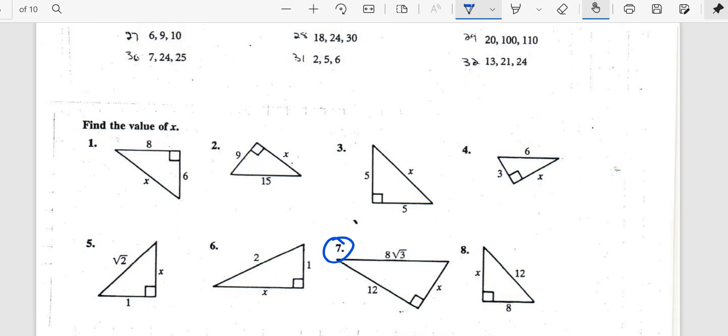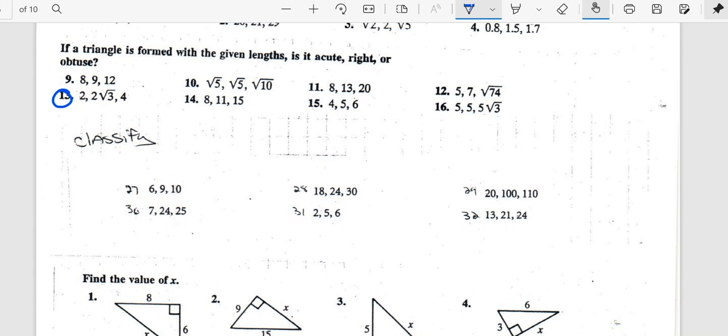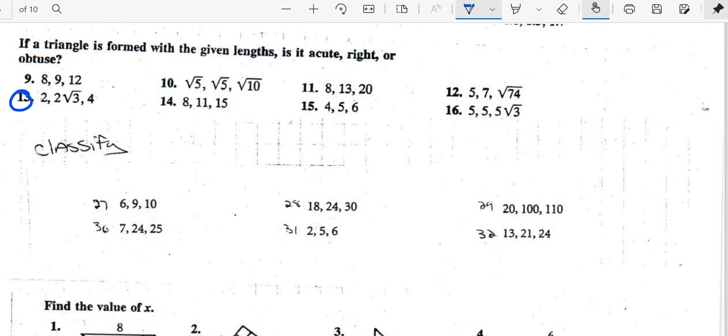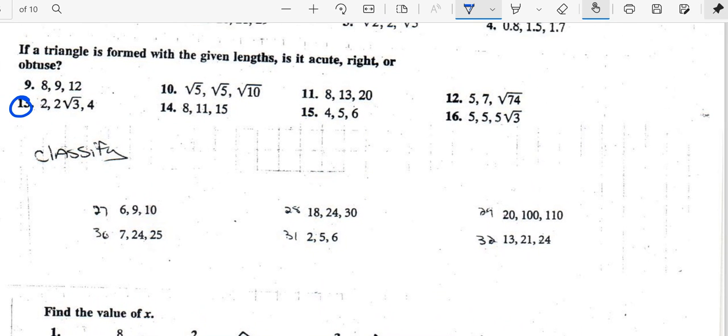For number 7, sorry, number 13. Do that one first because it's top of the page. For number 13, first thing I want to do is decide which one of these is C. Obviously between 2 and 4, I know it's 4. But I need to do the 2 root 3 and see what that's going to be. 2 root 3 is only 3.4. So that means 4 is my C.